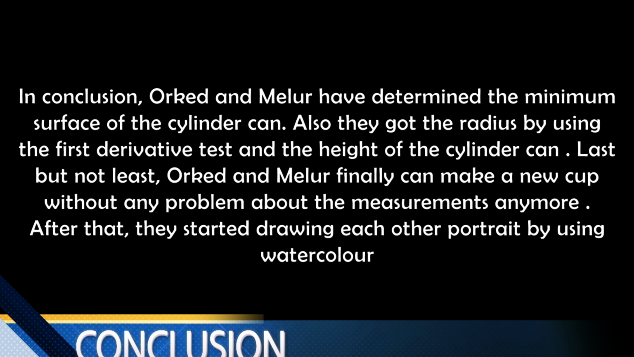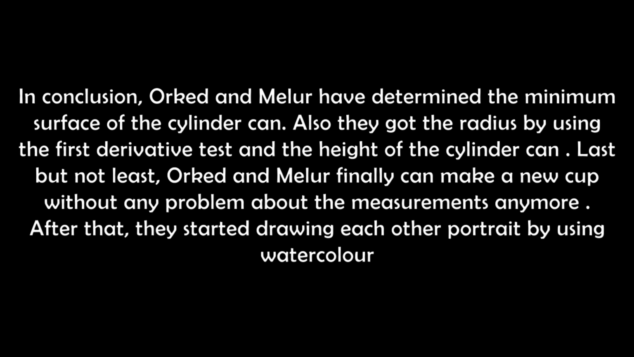In conclusion, Orchid and Malur have determined the minimum surface area of a cylinder can. Also, they got the radius by using the first derivative test, and the height of the cylinder can. Last but not least, Orchid and Malur finally can make a new cup without any problem about the measurement anymore. After that, they started drawing each other's portrait using watercolor.